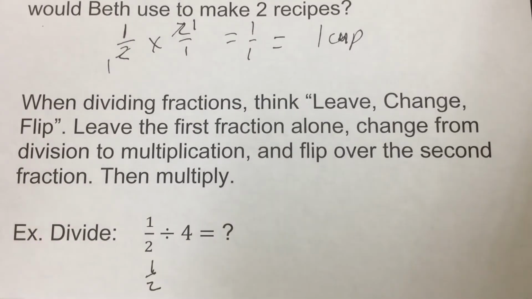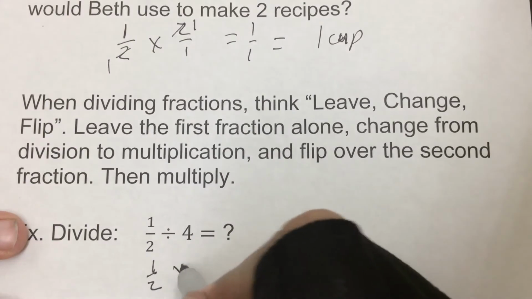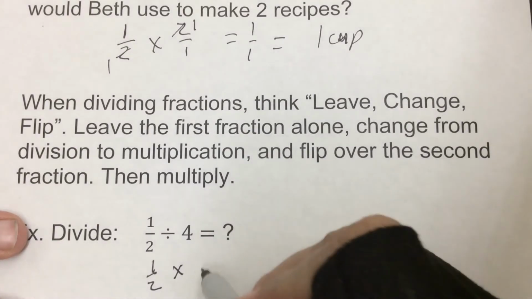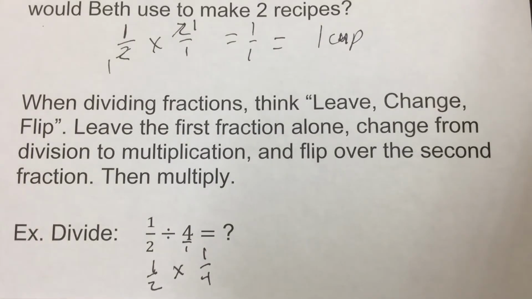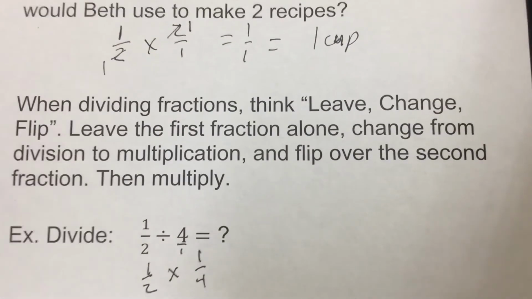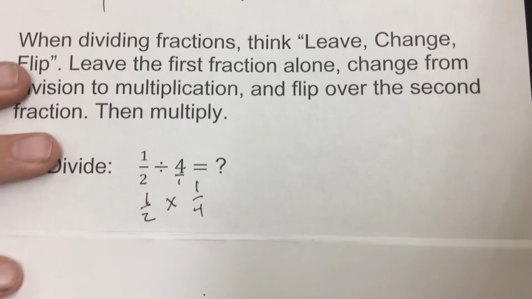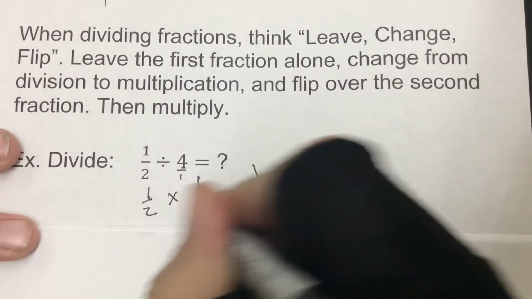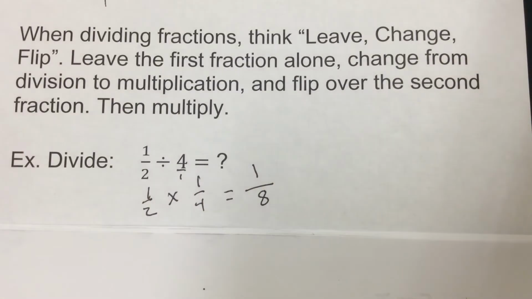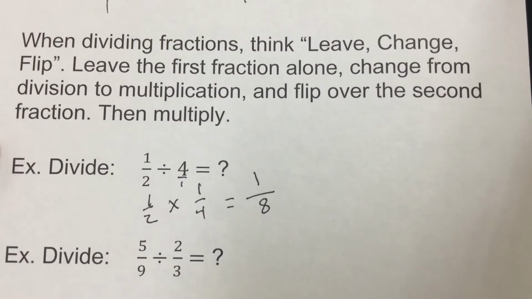So this one here, 1/2, we leave it just like 1/2. Division goes to times, and the 4 changes to 1 over 4. Because right now it could be 4 over 1, so when we flip it, it becomes 1 over 4. So we're doing the reciprocal there. So then we can multiply. 1 times 1, 1. 2 times 4 is 8, so we end up with 1/8. So, leave, change, flip.